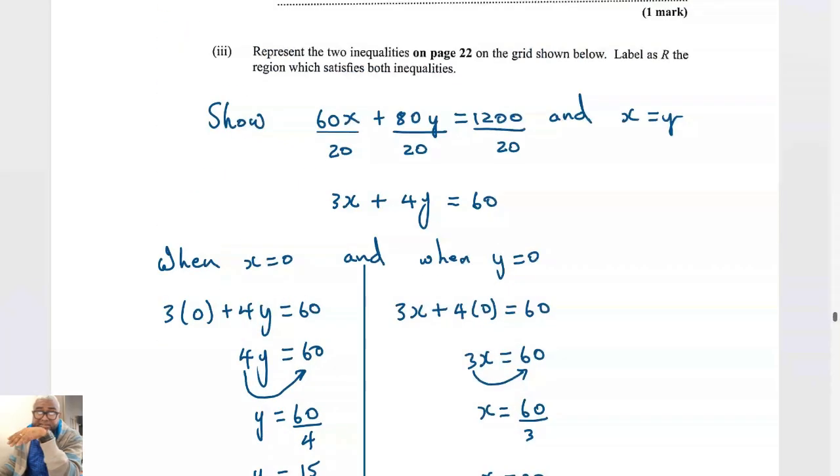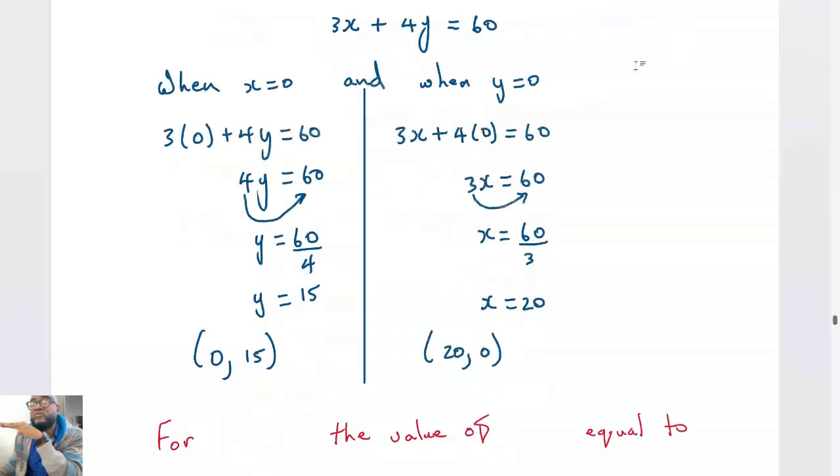We have x is equal to y. We have 3x plus y equals to 60. Representing two inequalities on the grid, right? Now, all we did is we drew the lines. We did not represent the inequalities. We did not figure out where the region is.